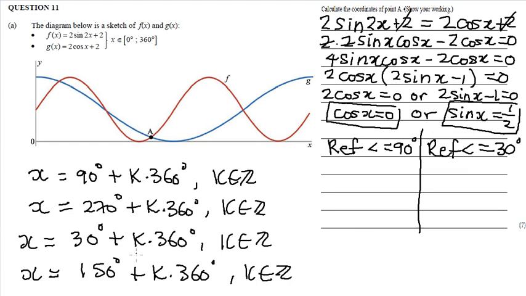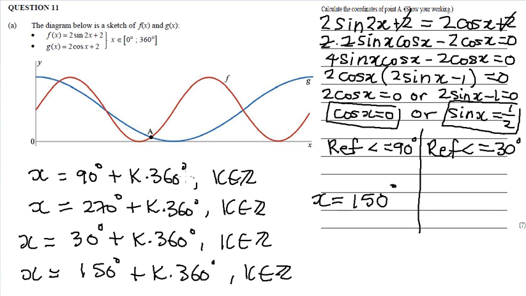Now if we analyze these four solutions, the one that most likely corresponds to point A will be solution number 4, the fourth one, when I sub in k to be 0. Because if I sub in k to be 0, I'm going to get x is equal to 150 degrees. That's the most likely coordinate of A, if I look at the location of A on the diagram. So the x value at A is going to be 150 degrees.